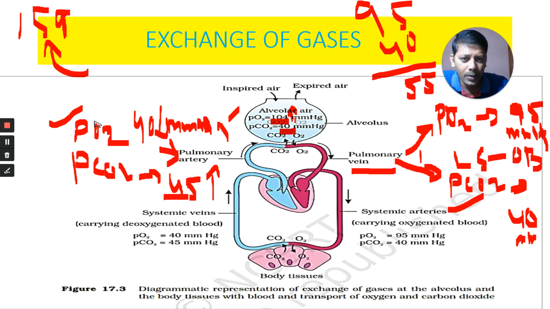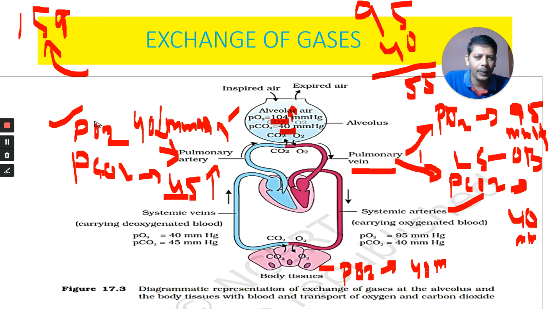Sometimes they ask the difference between the partial pressure of oxygen present in the alveolar air and the partial pressure of oxygen in the tissue. Here the partial pressure of oxygen in the tissues is 40 mmHg. Here 104. If you subtract these two, you get 64. The difference between the partial pressure of oxygen in the alveolar air and in the tissues is about 64 mmHg. In that way, bits are asked here.